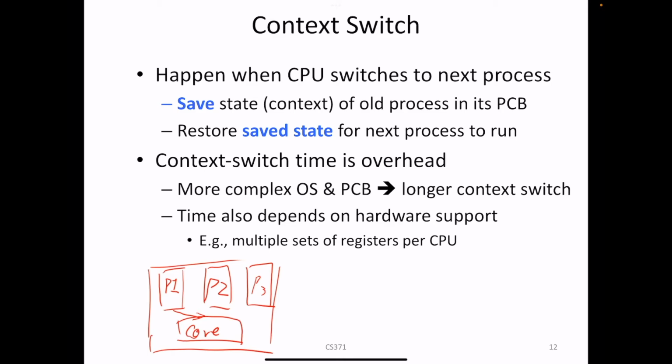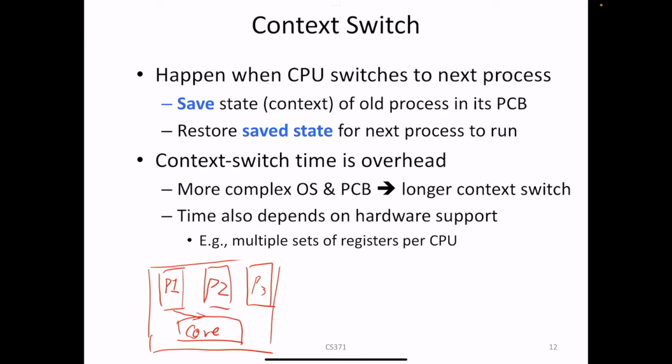So now you know that the context switch only happens when the CPU switches from one process to another. However, this procedure benefits nothing for the user's process. So that is why we treat it as an overhead. The performance of context switch depends on a number of factors. One factor is the complexity of the operating system and the PCB. So this factor is very easy to understand. The larger the PCB, the longer the context switch will be, right?